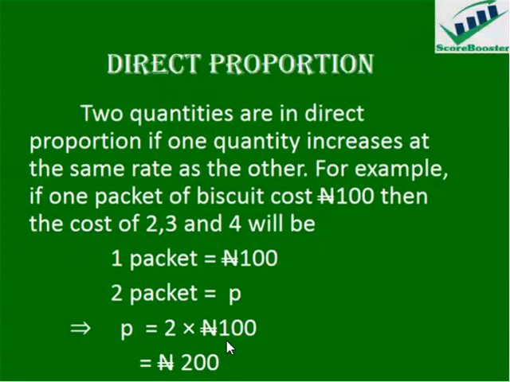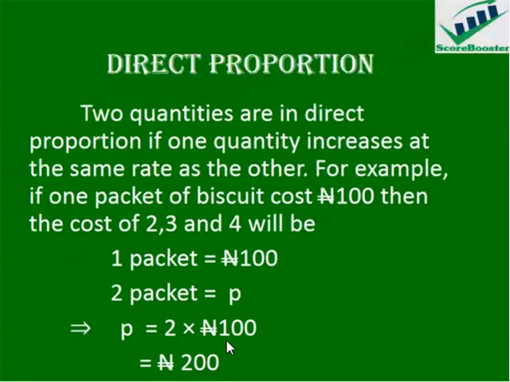For example here, if one packet of biscuits costs 100 naira, then how much will 2 packets cost? A single packet costs 100 naira. So we assume that we don't know what 2 packets cost. We assume that 2 packets equals P, representing it with a variable. Now, if we find the value of P, that means we have found the amount 2 packets of biscuits cost.